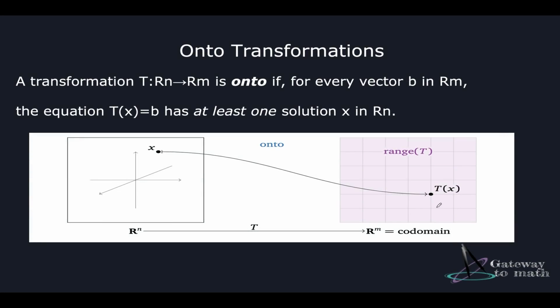Then onto transformations: you start from the range. You have a mapped value T(x) here, and there is at least one value back in the domain section. There can be more because we're using the words at least, but at least one should be there. So a transformation T from R^n to R^m is onto if for every vector b in R^m, the equation T(x) equals b has at least one solution x in R^n. So for this mapping, there has to be at least one solution x in R^n, which is my domain space. Okay.